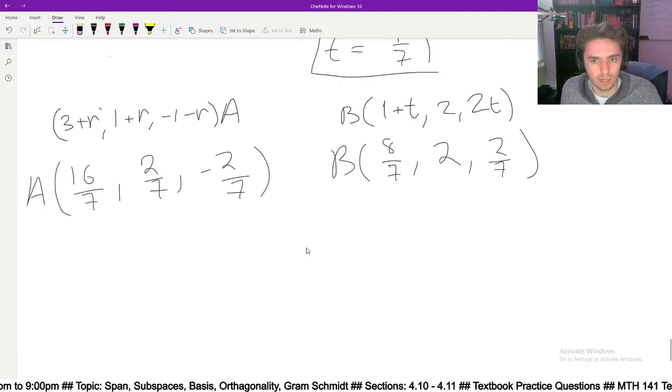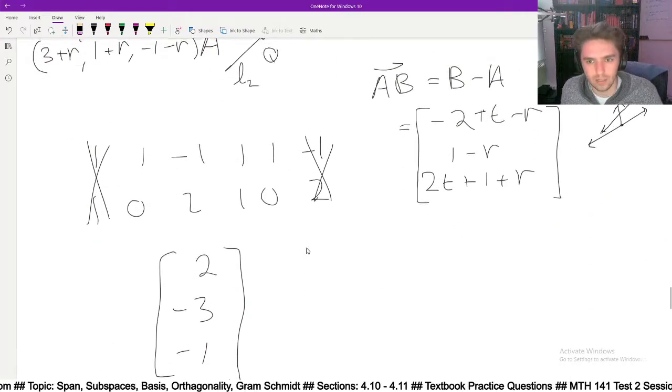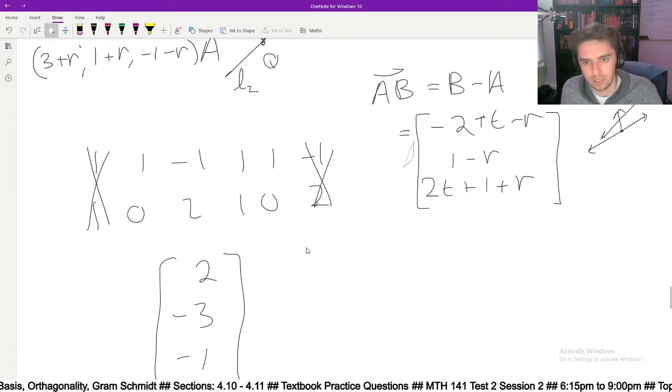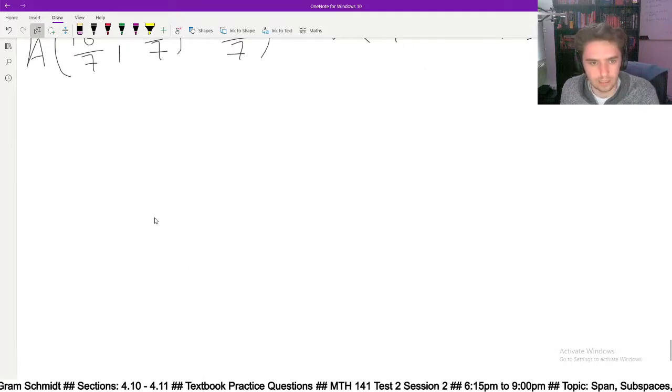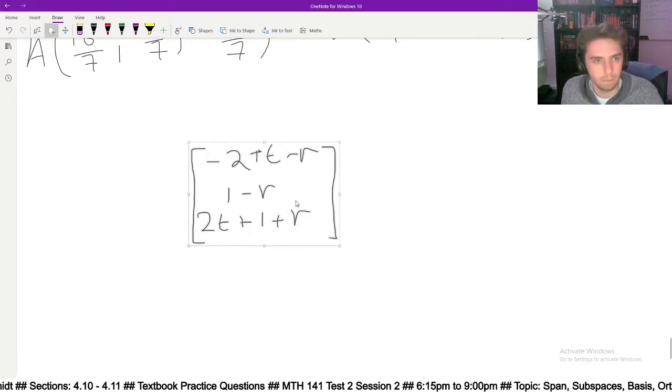So you know what I could have actually done? Just gotten the AB vector, put the numbers in, find the magnitude of that. That's what I should have done. So in fact, I'll just take this. This is the AB vector, right?